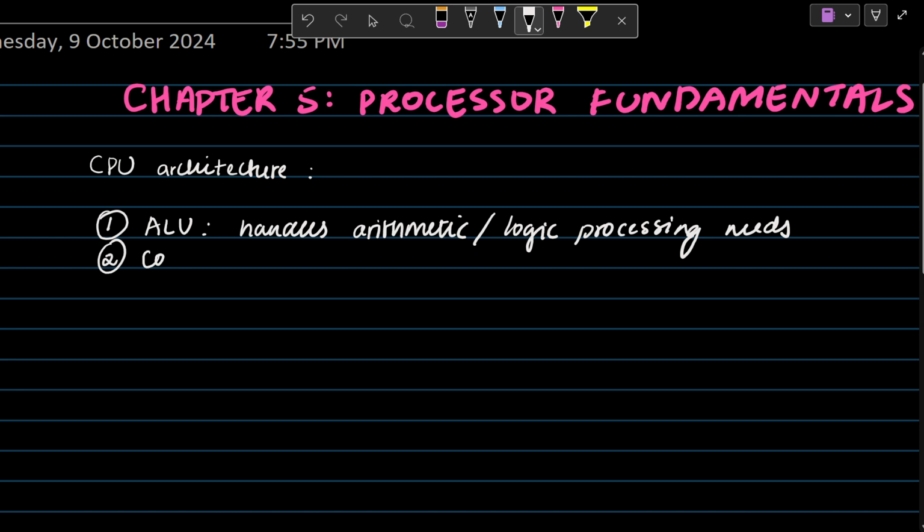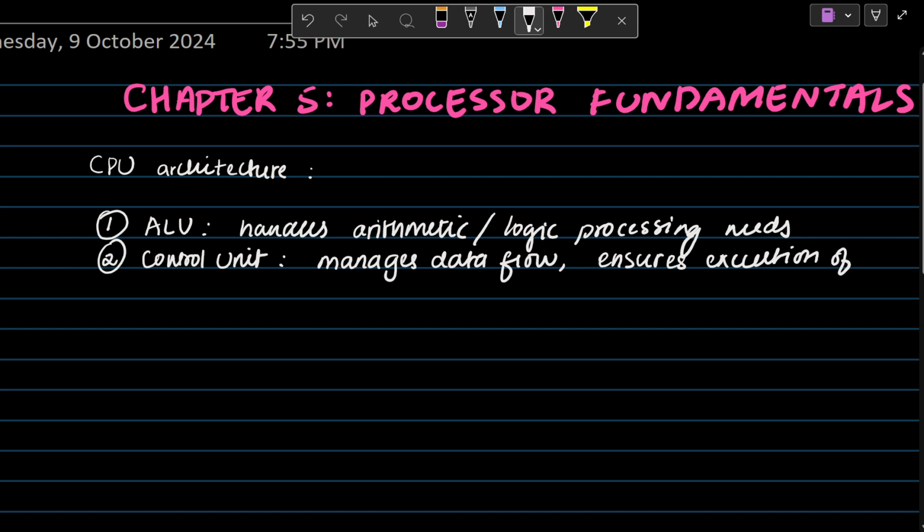Okay, secondly, you have a control unit. Now control unit is responsible for managing the data flow. Okay, it manages the data flow, and it also synchronizes processes. Okay, and it ensures the execution of instructions.